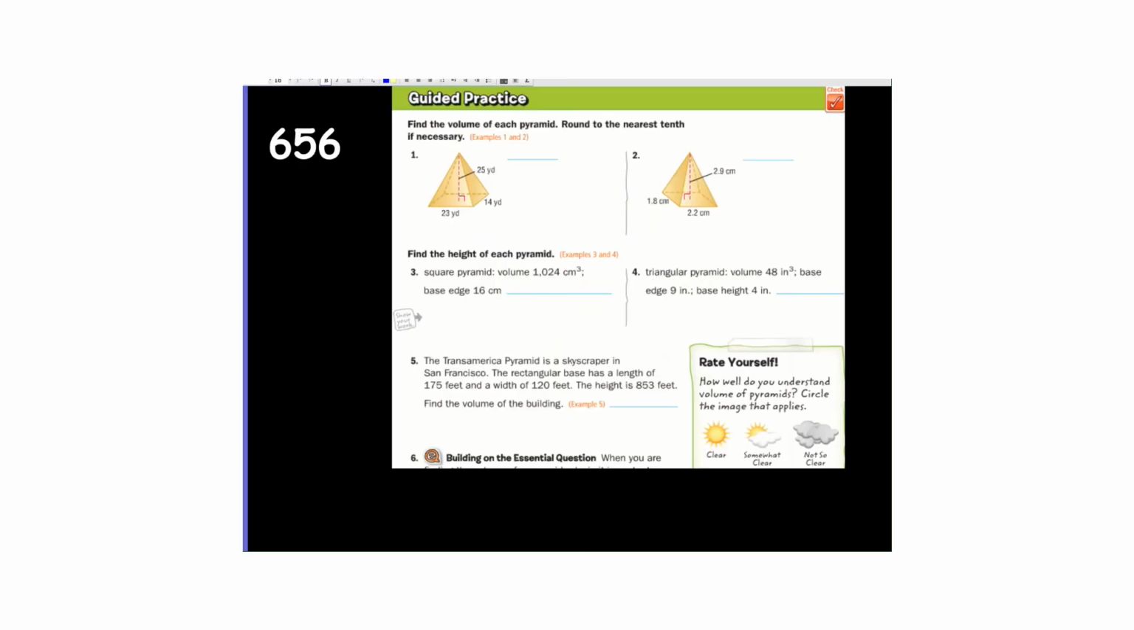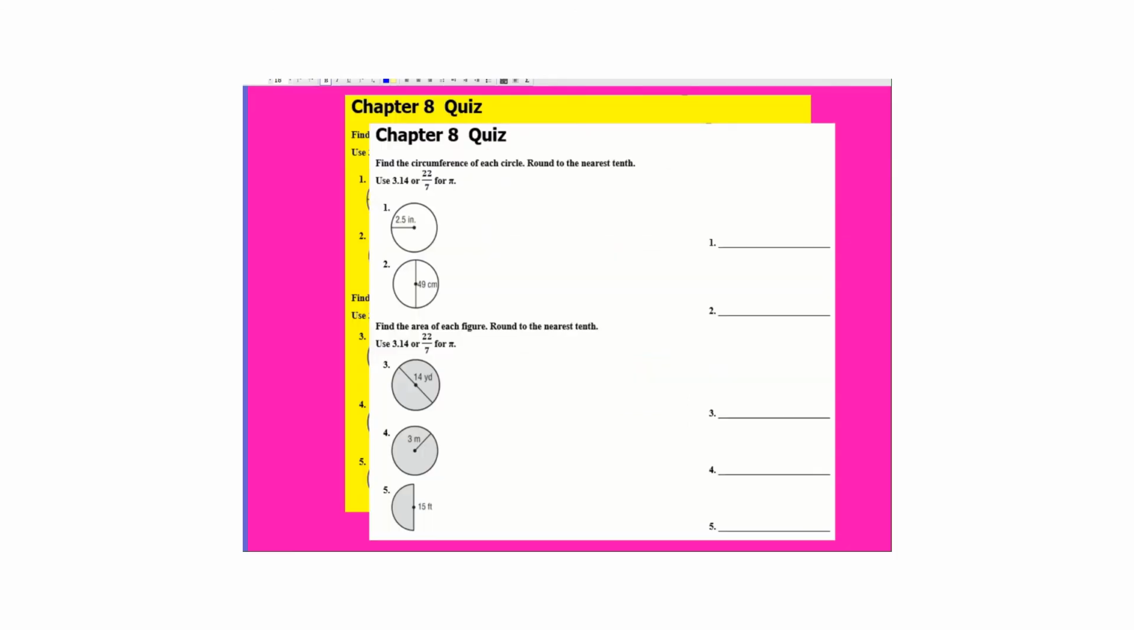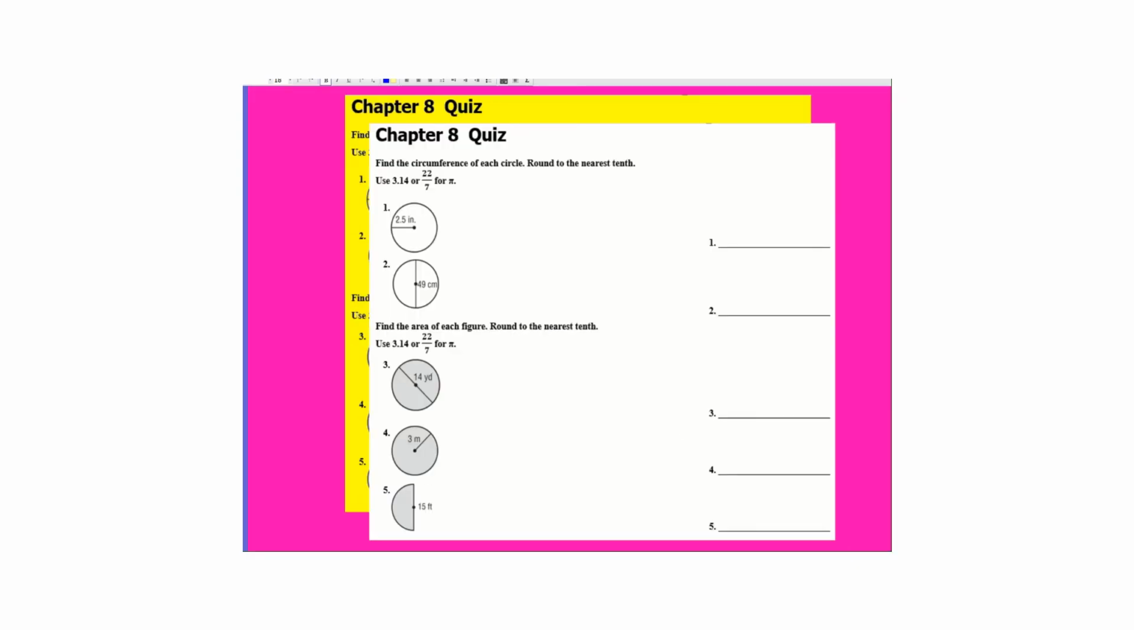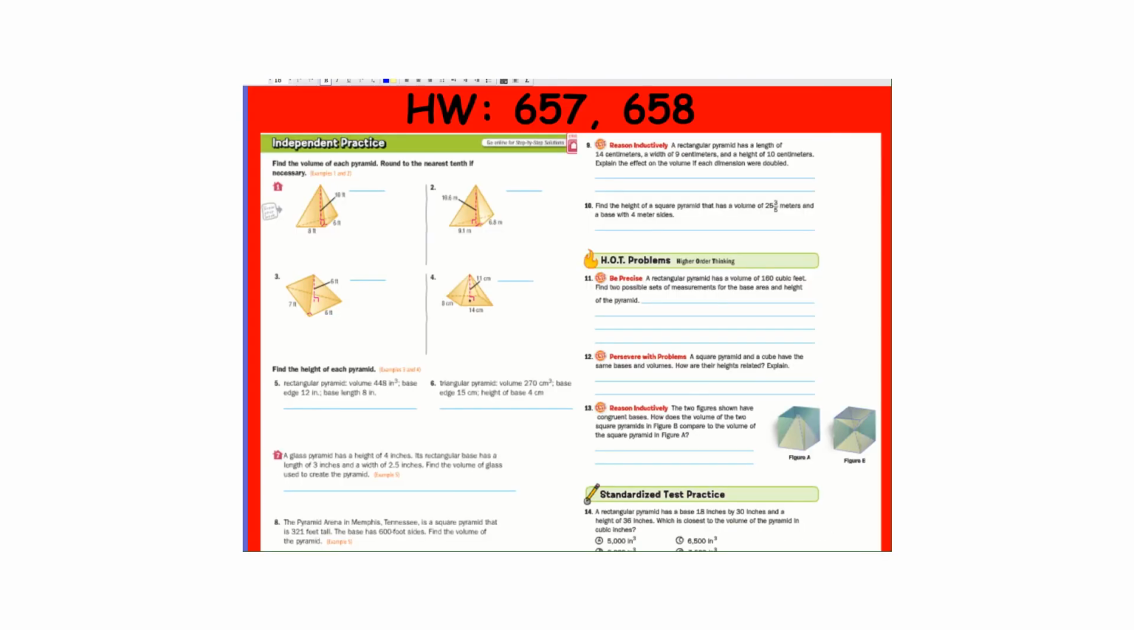Okay, and homework. Pages up, quiz. And that's not the right page. There it is, 657.